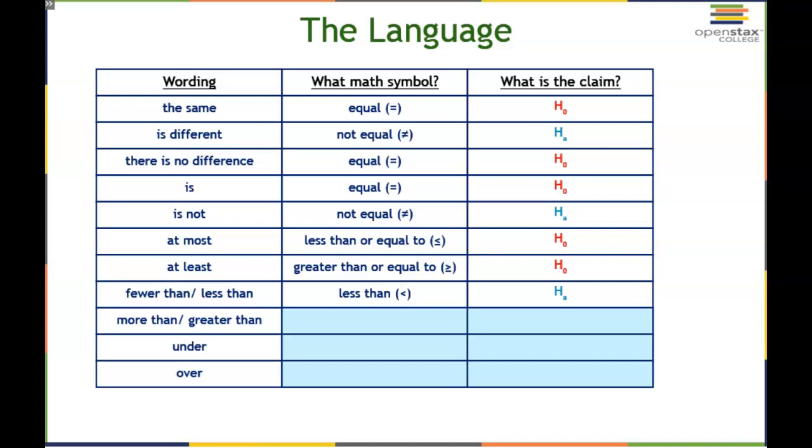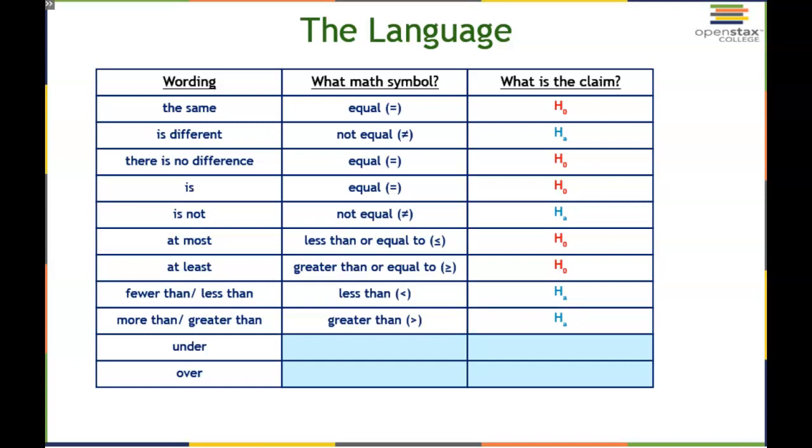More than or greater than. Well, more than 10. That means it doesn't include 10. It's strictly more than 10. And if it's more than, then it's only the symbol for more than, and it does not contain equality, and therefore it's an HA.